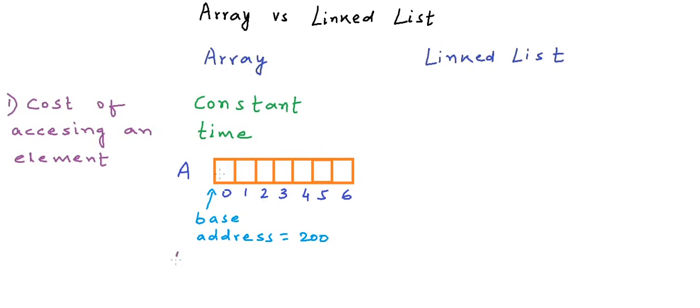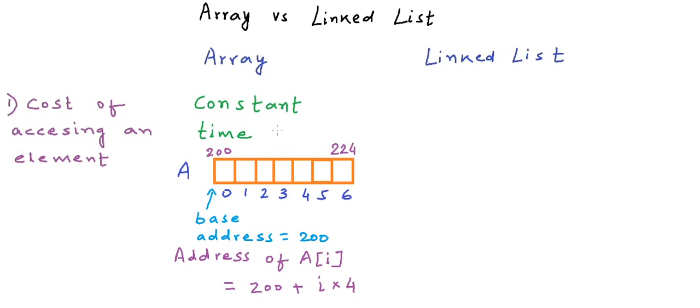Then, if we want to calculate the address of the element at index i, it will be equal to 200 plus i times the size of an integer in bytes. The size of an integer is typically 4 bytes, so it will be 200 plus 4 times i. So if the 0th element is at address 200, and we want to calculate the address for the element at index 6, it will be 200 plus 6 times 4, which is equal to 224. So knowing the address of any element in an array is just this calculation for our application.